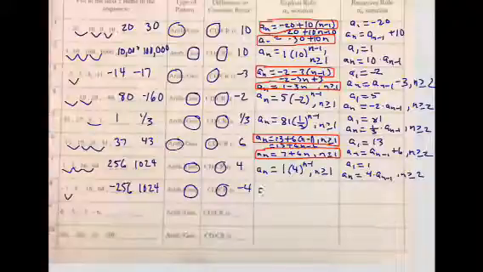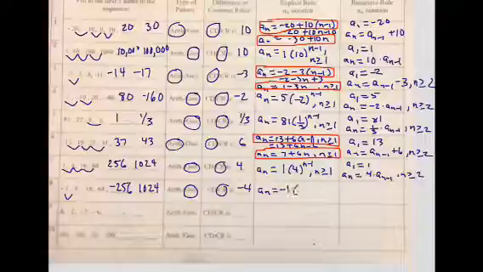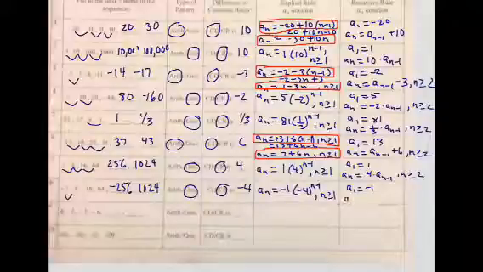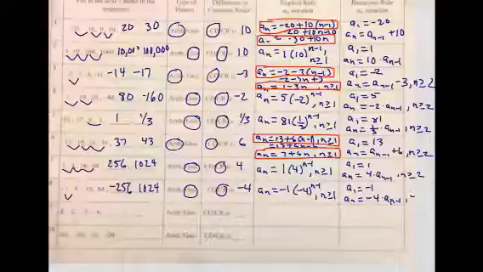So a sub n equals the first number times the ratio to the n minus 1 for all n greater than or equal to 1. So the recursive is a sub 1 is negative 1, and a sub n is negative 4 times the previous number. That's a negative right there, for all n greater than or equal to 2.